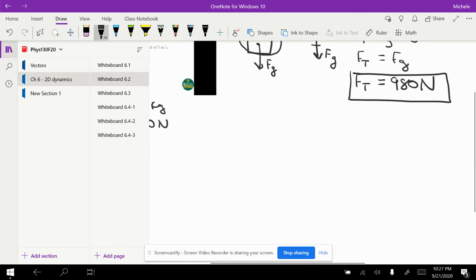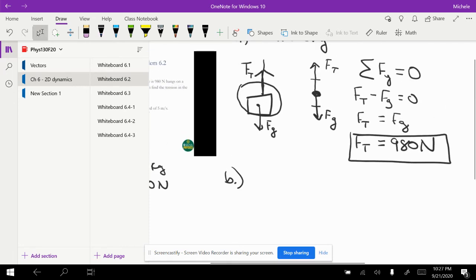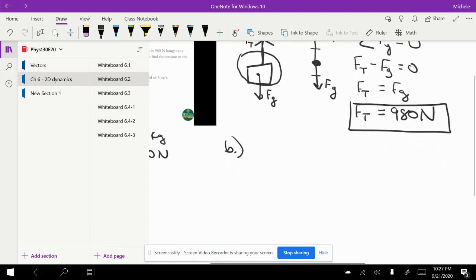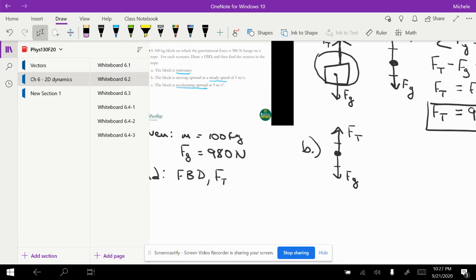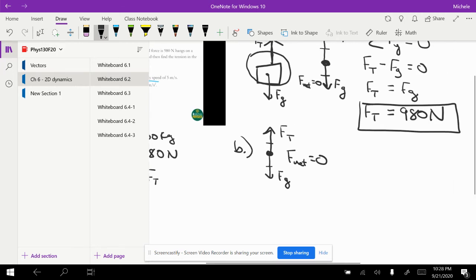For B, I have the same boundary here, and I actually have the same free body diagram. I have the force of tension and the force of gravity. There are no other forces acting on it. Why do I know that? It's because it says the block is moving upward at a steady speed of 5 meters per second. So it's moving, but because it's not accelerating, I know there are no net forces on it. So my net force, F sub net, is equal to 0, just like up here.